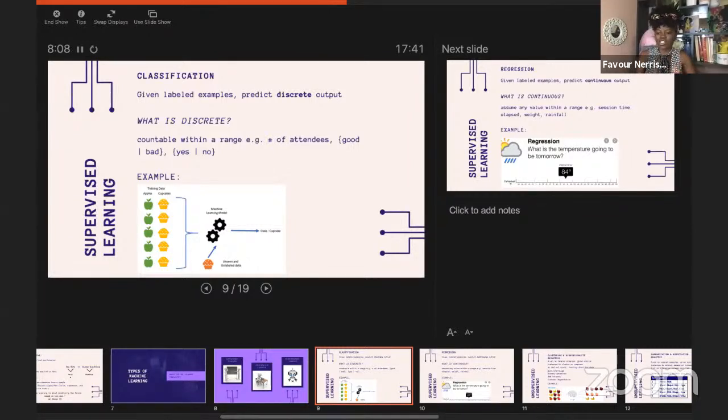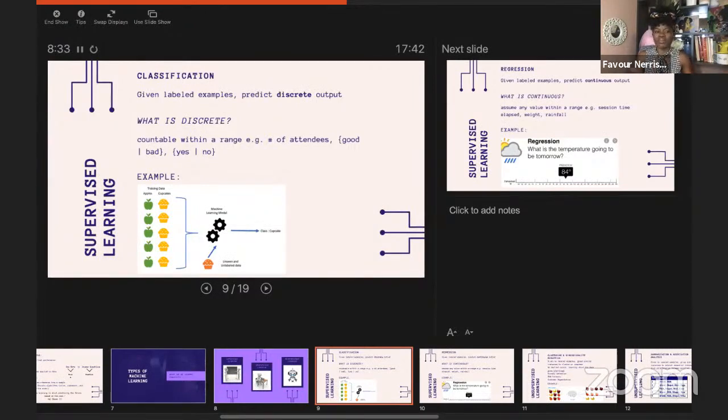So it's very much almost binary in a sense, if you will. So it's this, right? Each of those are separated. Specifically, what discrete is that it's countable within a range. So for example, the number of attendees on this session, that's a discrete output, right? That just ends at a certain amount. There is no sort of increase in between the range of 15 people being on this call.